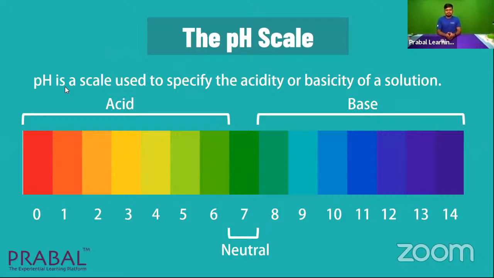Acids and bases are classified based on a pH scale. The pH scale starts from 0 to 14. From pH 0 to pH 6 is acid, pH 7 is neutral, and pH 8 to pH 14 are classified as bases. We will understand more about this when we talk about pH paper.